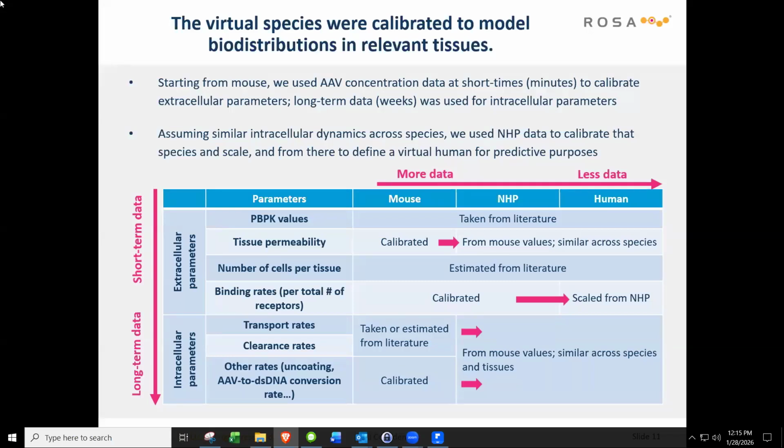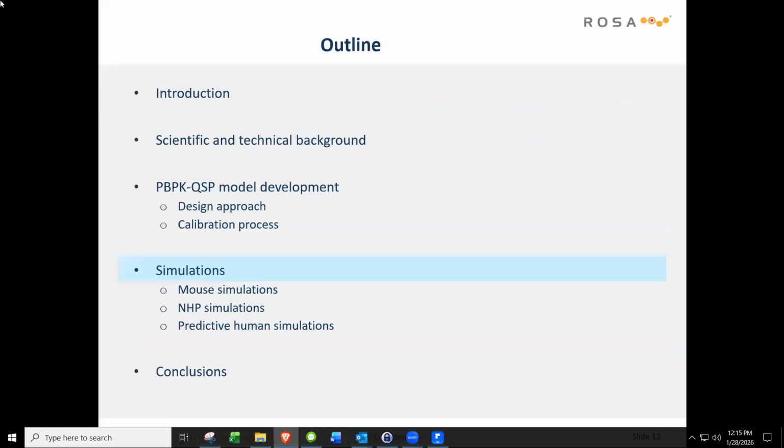From there, we made some assumptions for NHP, mostly similar intracellular parameters across species. But then we use NHP data for some of the extracellular parameters. And finally, for human, we scale. I mean, PBPK values obviously are different for humans than other species. So we took from literature, and other parameters we scale from NHP, and other parameters we assume were similar across species.